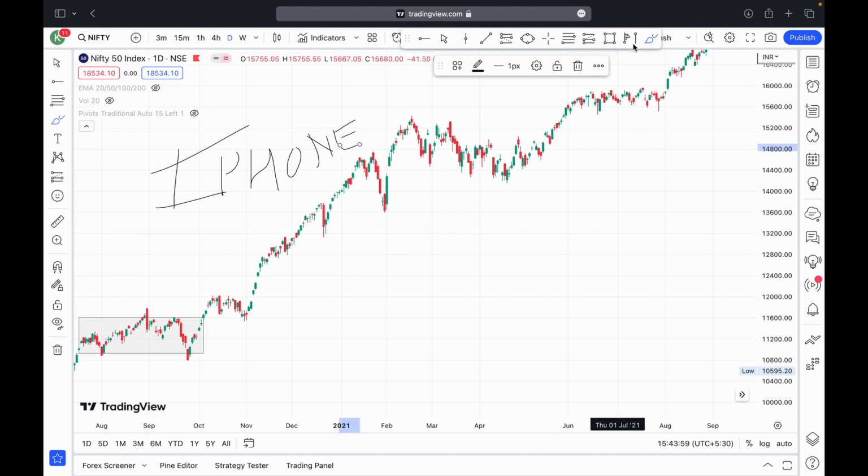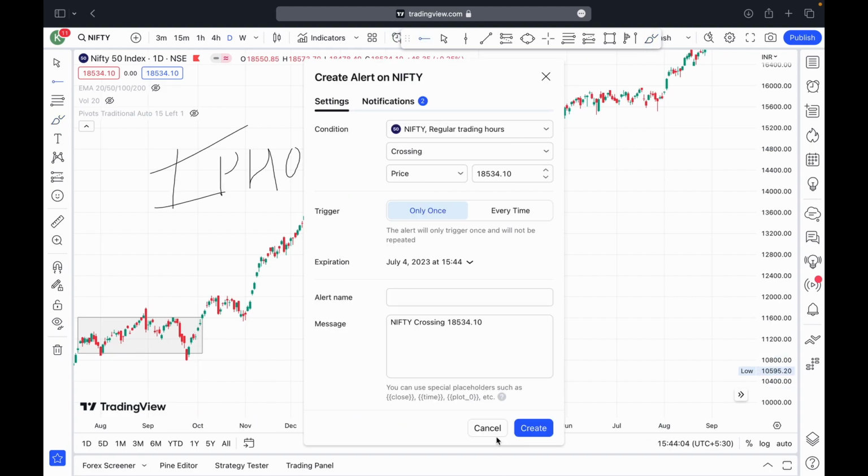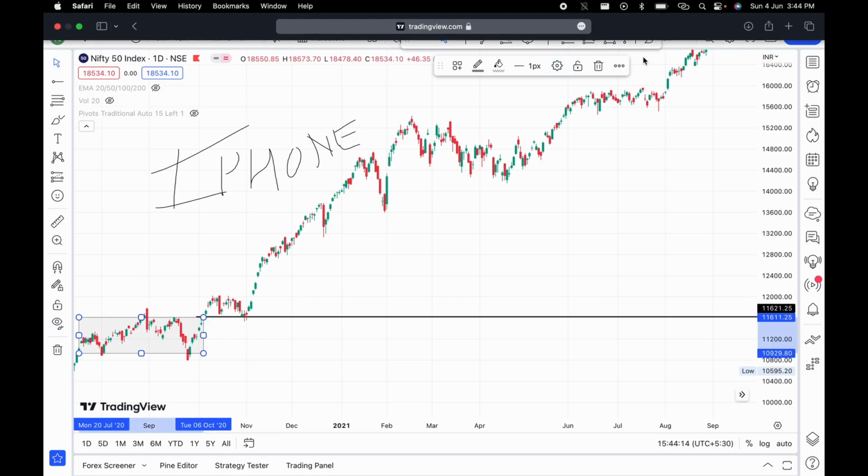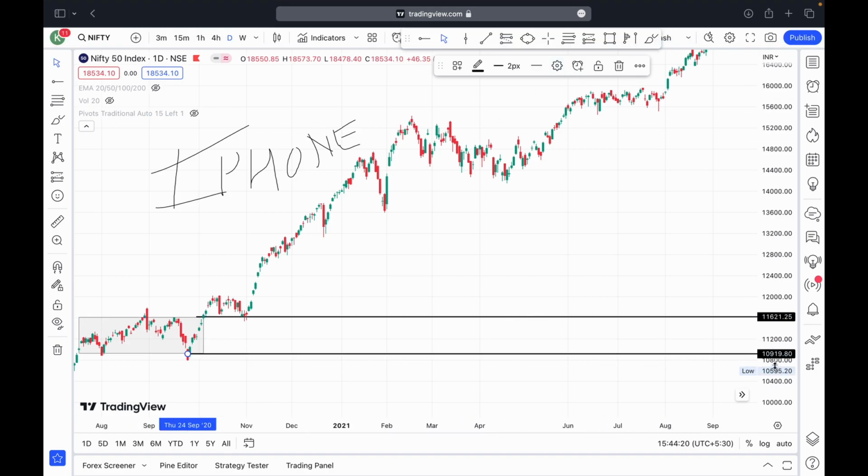iPhone. So this iPhone is selling in the market between these two range, from 10,919 to 11,621. When there is an increase in demand, but the demand is not so high that it outmatches the iPhones available in the market, then the prices go up, but they are not able to cross this zone.